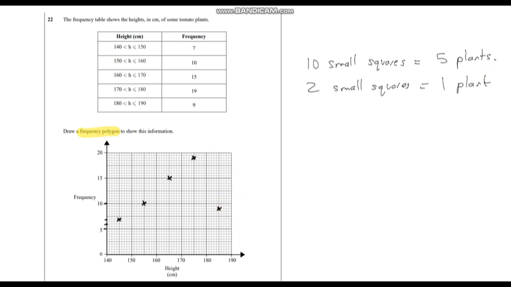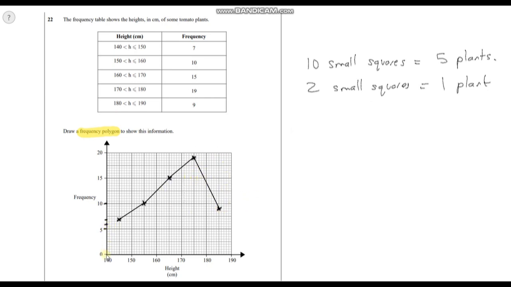The second part is to connect them with a straight line. So we're going to start here. We're going to draw a line from here to here, and we're going to do the same up to here. Just keep going. And you need to use a ruler for this. I'm using my line tool, but you need to use a ruler. And then down to this last one here. So this is our frequency polygon.